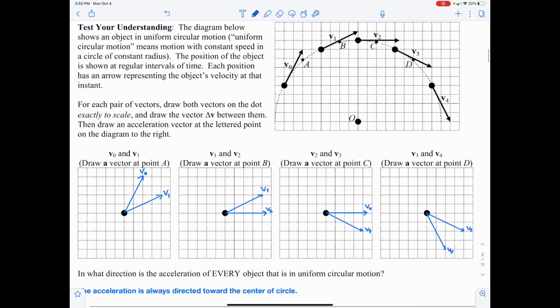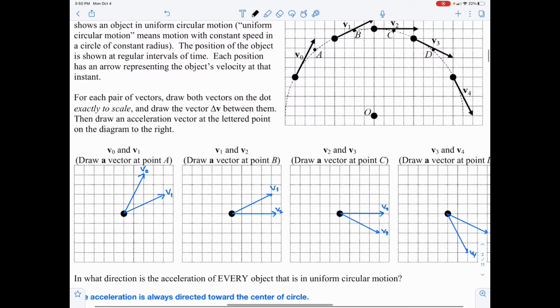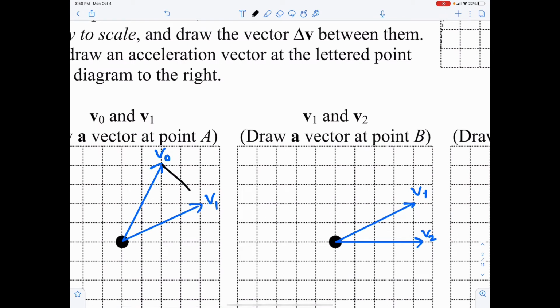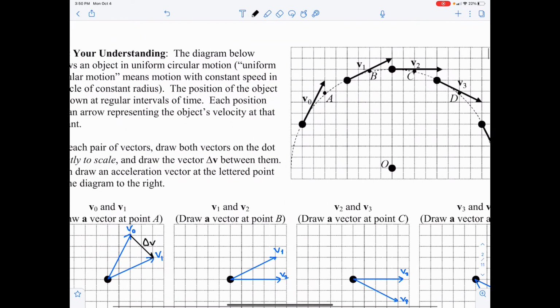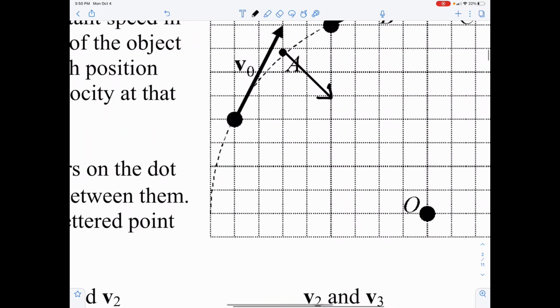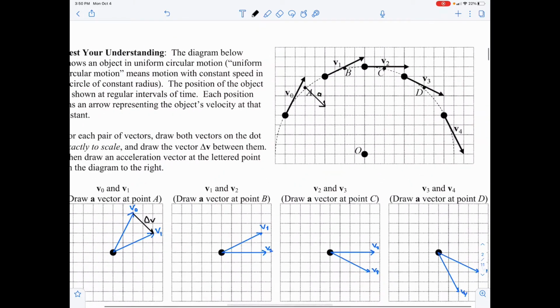Okay, drawing delta V just simply means connect the tips. There's delta V for point A. And let's go ahead and draw on the vector. Point A, you can see it's going directly 2 units over, 2 units, it's going right in that direction right here. Exactly in that direction. I'm going to label this A for acceleration.